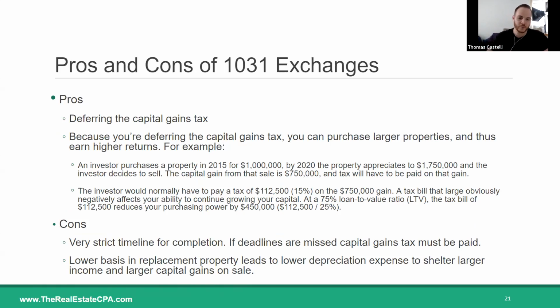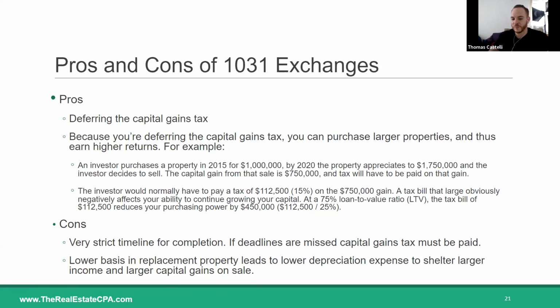Again, so here's an example. Let's just say an investor purchased a property in 2015 for $1 million, and by 2020, the property appreciates to $1,750,000, and the investor decides to sell. The capital gain from that sale is $750,000, and tax will have to be paid on that capital gain. So the investor would normally have to pay a tax of $112,500 if they're taxed at the 15% rate on that gain. A tax bill that large obviously negatively affects your ability to continue growing your capital.